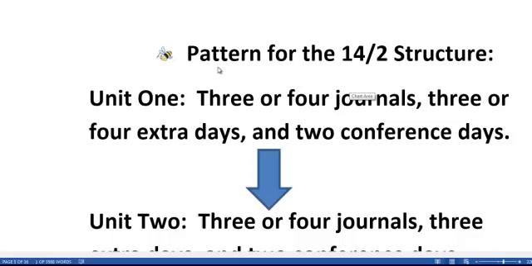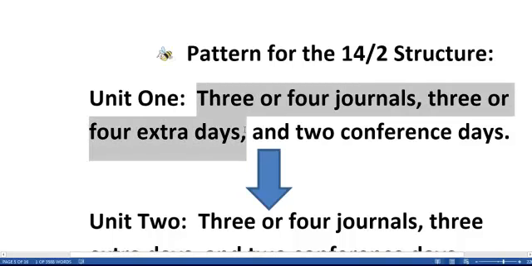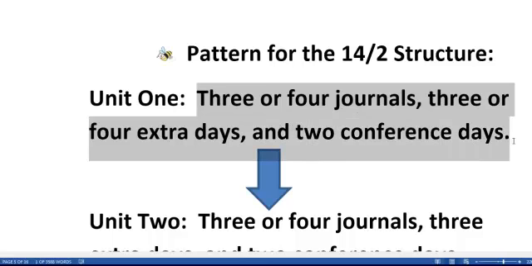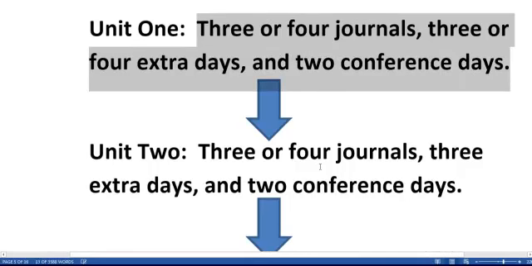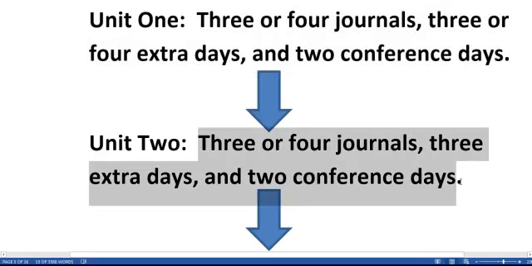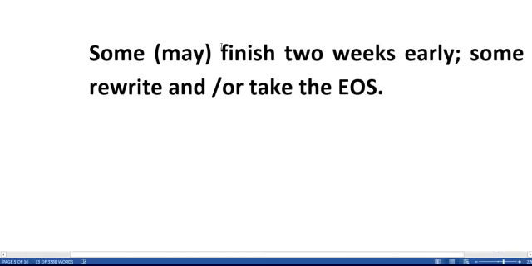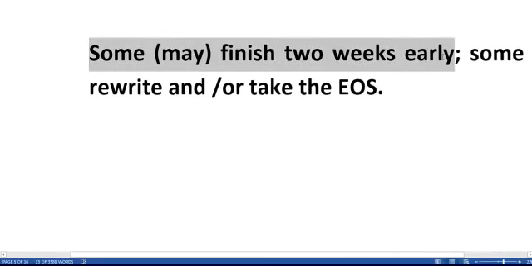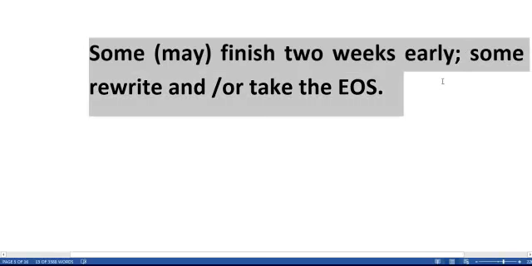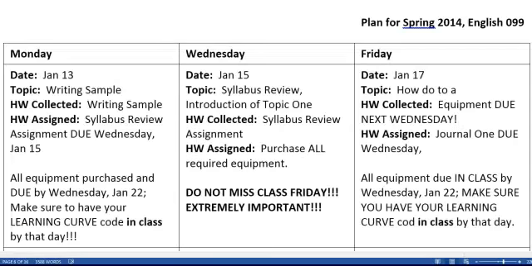So to summarize, here's the pattern of the 14-2 structure as I do it with 3 papers. There are 3 units. Each unit has 3 to 4 journals, 3 or 4 extra days where some standalone types of lessons can be done, like transitions, conclusions, introductions, that sort of thing, and 2 conference days. And then we repeat the same pattern for a second paper, and then a third paper. At the end of the third paper, some may finish 2 weeks early, and some may rewrite and, of course, take the EOS.